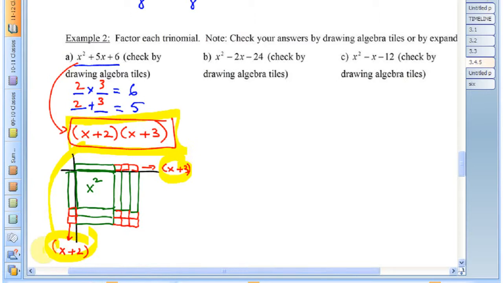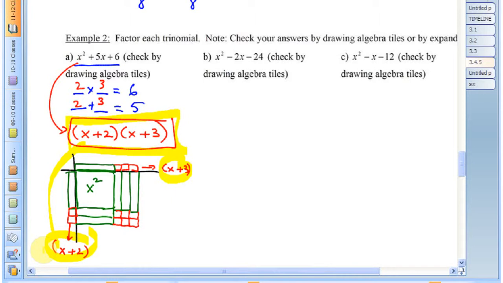Yes, Jillian. The question is, does it matter if x plus 3 and x plus 2 are flipped around? No, because it's multiplication, right? 4 times 3 or 3 times 4 is the same thing. The order there does not matter.